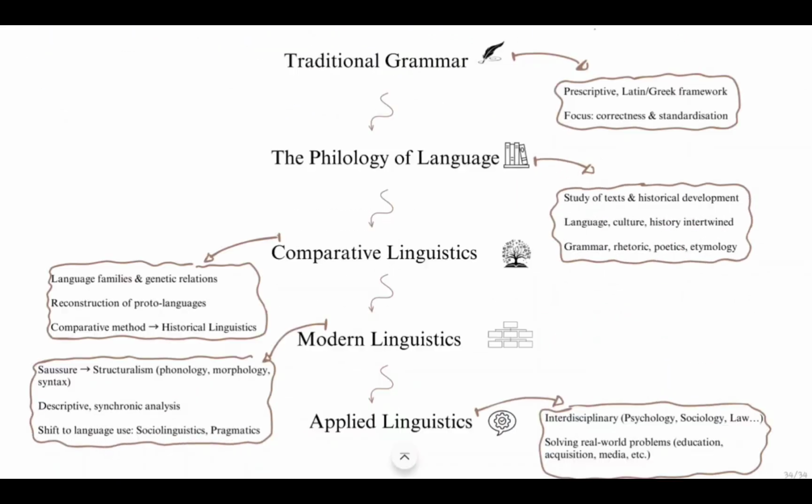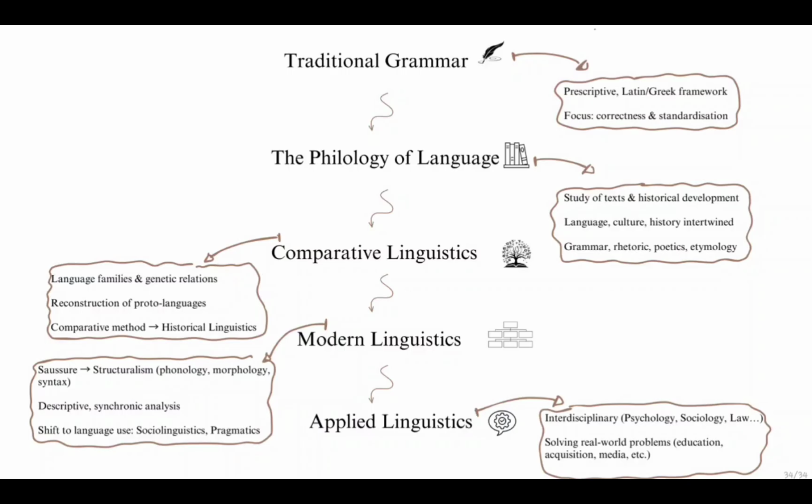So, again, to sum up, we have traditional grammar, prescriptive, with Latin and Greek as frameworks. The focus was correctness and standardization. And then the philology of language, the study of texts and historical development, with language, culture, and history intertwined. We said that they focused on grammar, rhetoric, poetics, etymology. All right?